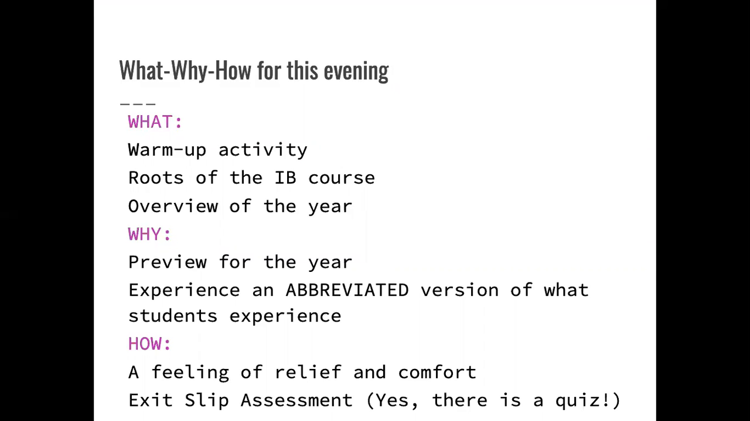What we're going to start off with is a warm-up activity, and then I'm going to talk about the roots of the IB course. I'm going to give you an overview of what the year looks like and what we'll be analyzing and reading, and then hopefully this will provide you with a preview for the year, and you will experience an abbreviated version of how students experience this class. And hopefully you leave with a sense of relief and maybe even a little bit of comfort, knowing that the distance learning is going to be something that students are going to easily adapt to. At the end, I'm going to ask you to complete a Google form as your assessment for today.